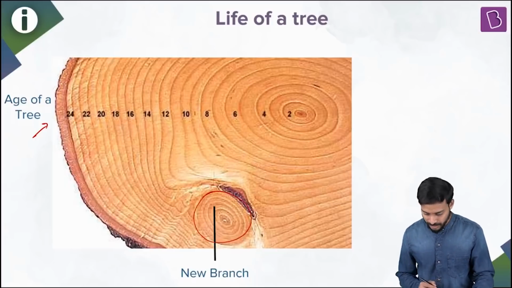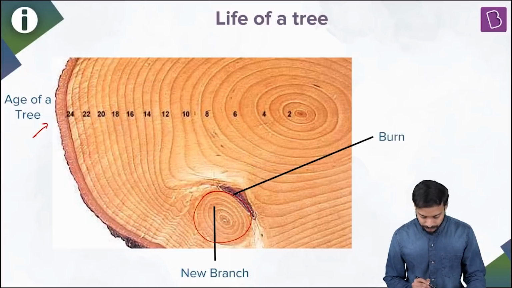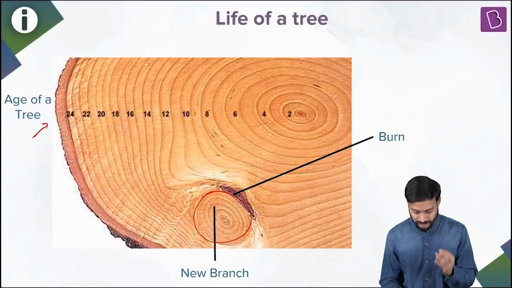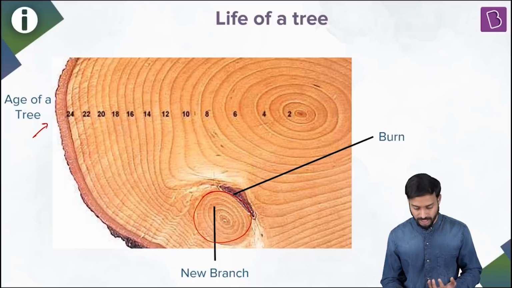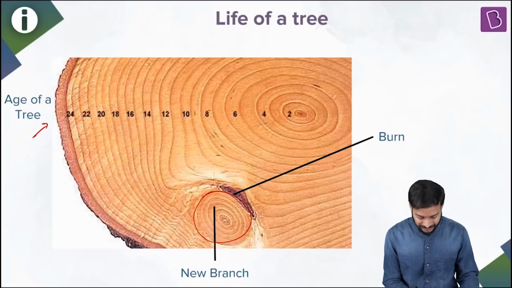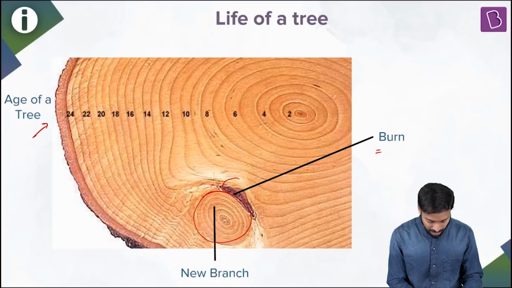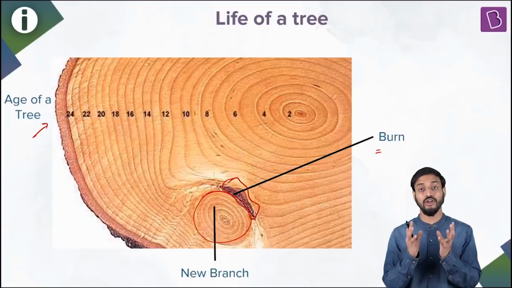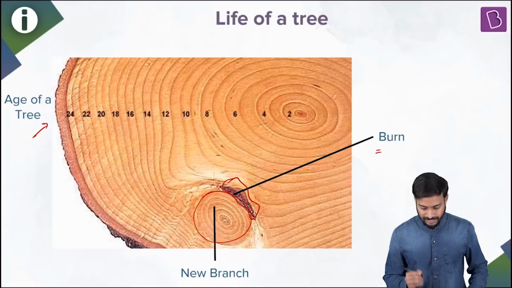Yeah, fine. Now, can you see this scar? It's basically a burn. It indicates that the tree branch was burned, probably because of a forest fire. The scar indicates a burn. Fine. So it gives a lot of information for us.